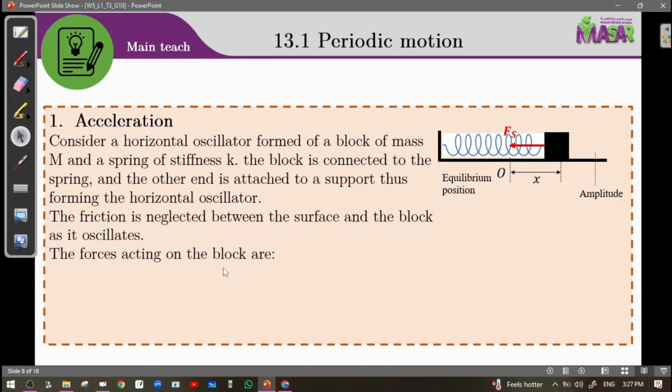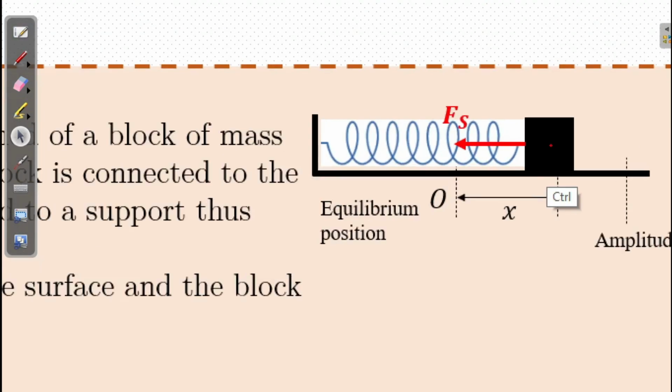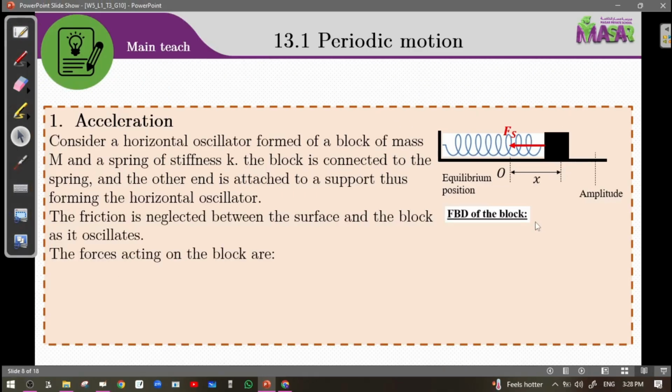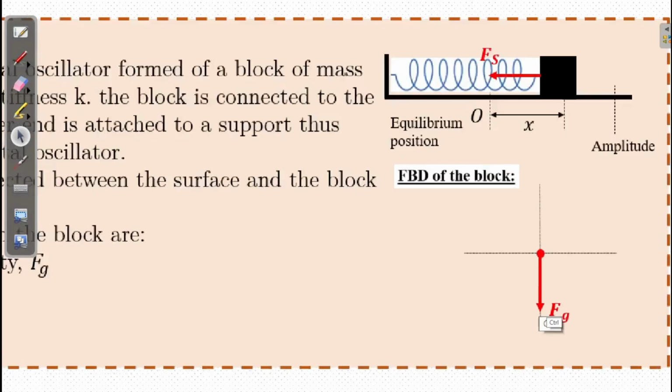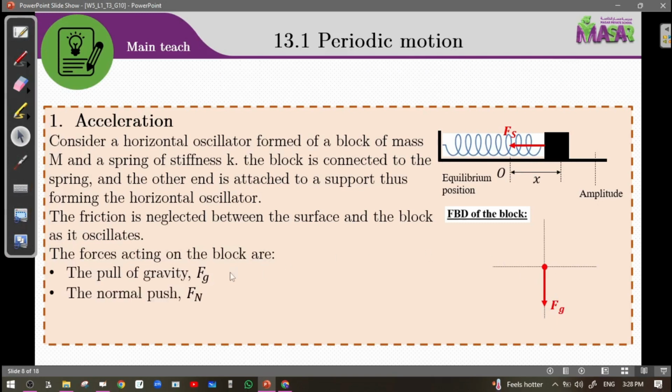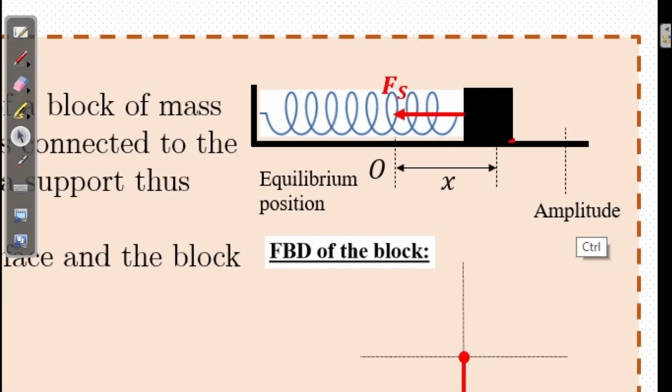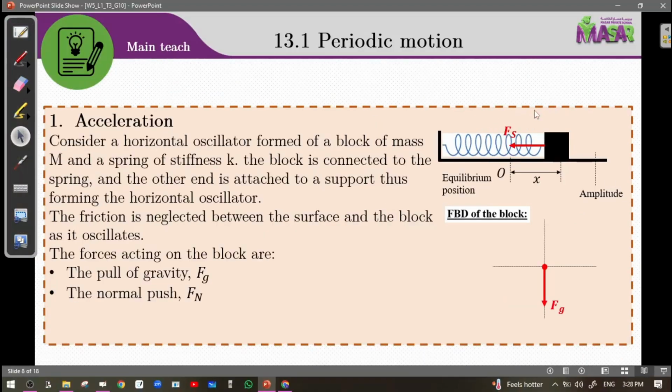Now, what are the forces acting on the system at this moment and during the motion? Since we have an object here, the first force is the pull of gravity, which is directly downward. The second force: since we have a surface in contact with the object, we have the normal push, which is perpendicular to the surface, upward.